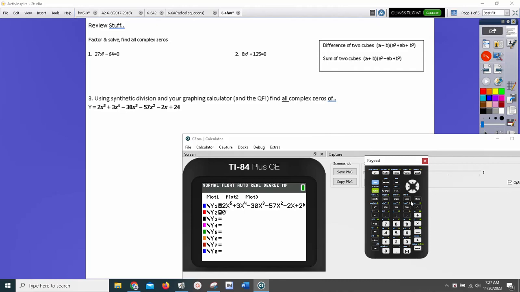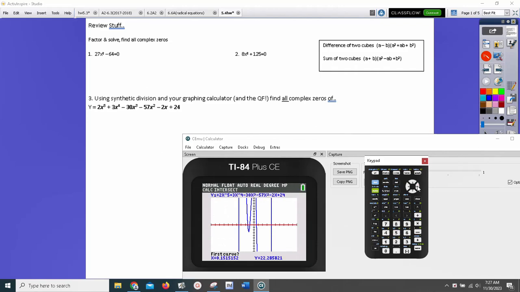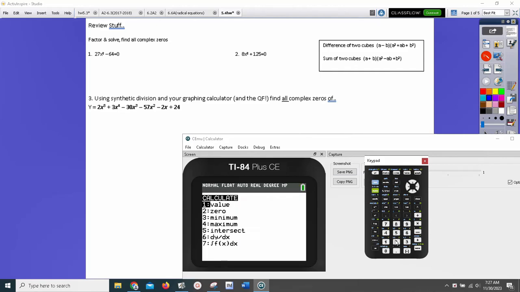And I do want you to use the quadratic formula. So I need to find 3 good ones. Let's just see what that first one is. Close. Yeah, that's not a pretty number to do synthetic division with, is it? Second trace 5 again.